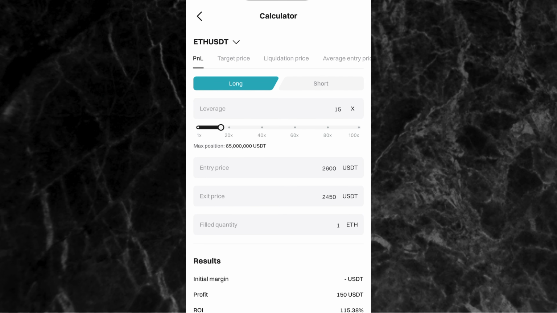So again, if you're a beginner and then you want to calculate your profit and your loss that you likely make from a trade, you can use this. If you want to calculate your take profit or your target price, you can use this. If you want to calculate your liquidation price or your entry price, you should be using this.